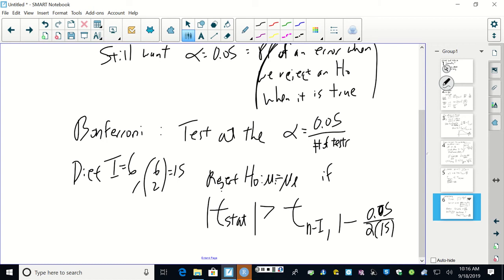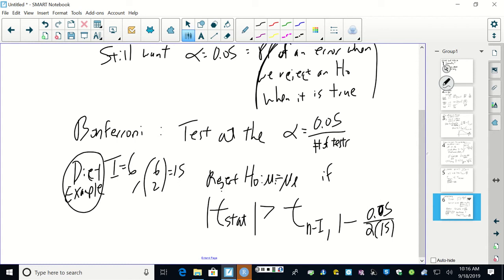And we'll see how to do that on the computer shortly. But anyway, you adjust that to make it harder to reject. Yes? What is the first word before the I equals 6? Oh, this isn't the diet example. Oh, okay. So this is the number of tests, and in this case, it's the 15 tests for that particular example.